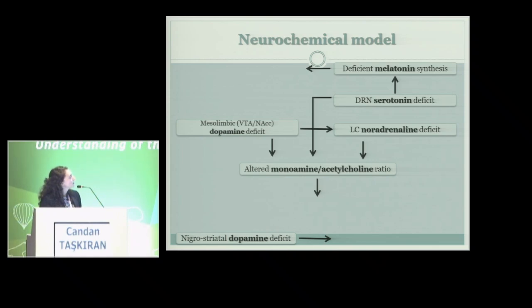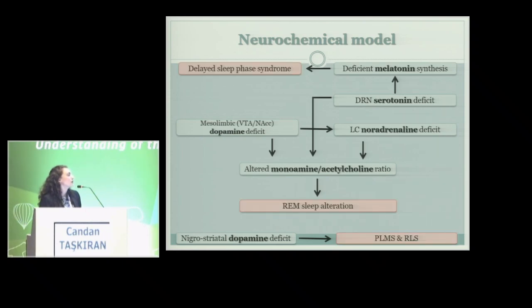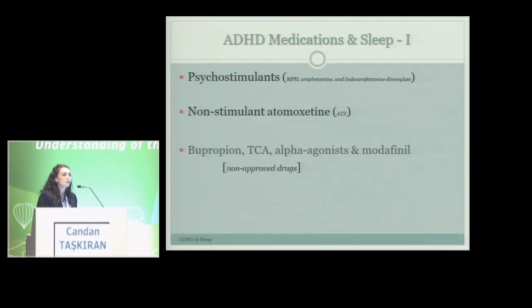In the dopamine mesolimbic pathway, whenever there is a problem, then we might have REM sleep alterations, and in the nigrostriatal pathways, leg restlessness and periodic extremity movement disorders might be the result. Of course, melatonin is quite important for the sleep latency, and it is also important for the problems that are emerging from transition to the REM sleep.